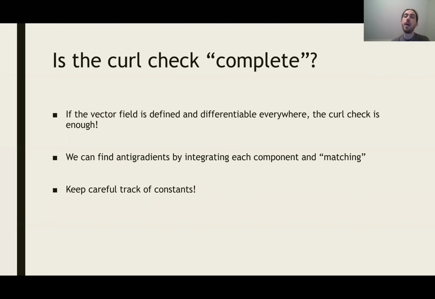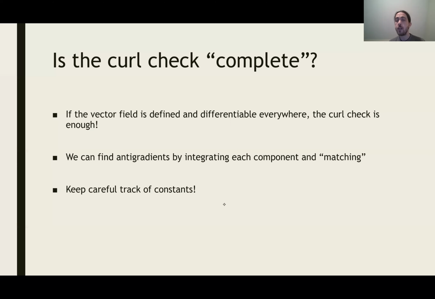Now things are even better than I let on last time. So I said that this curl thing is a check. It's a check to see, hey, can I find an anti-gradient for this vector field? In principle, the curl only tells you, maybe or maybe not. But if the vector field is defined everywhere, then the curl check is completely sufficient. If it has curl identically 0, then it's a gradient vector field, and you'll be able to find an antiderivative.